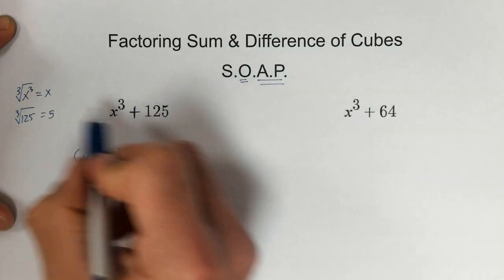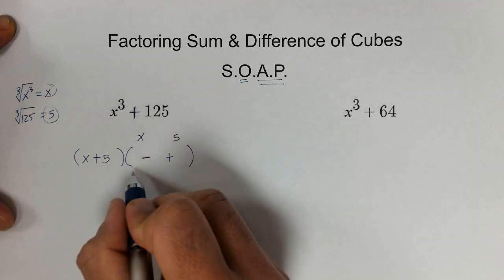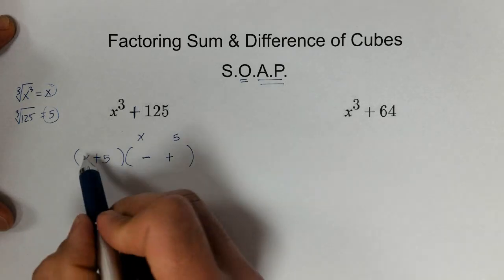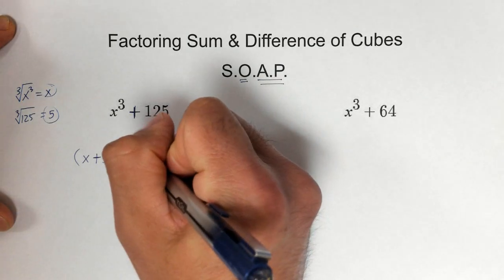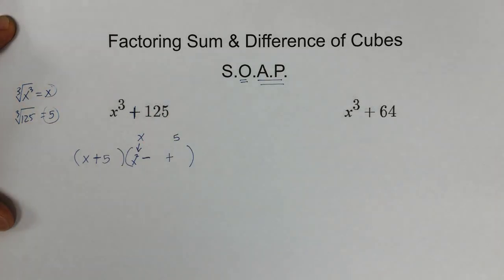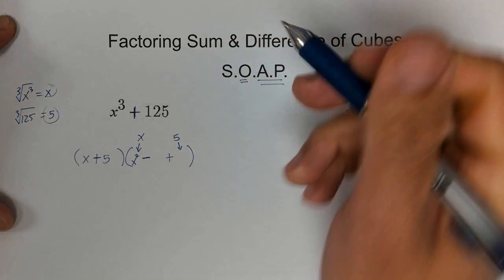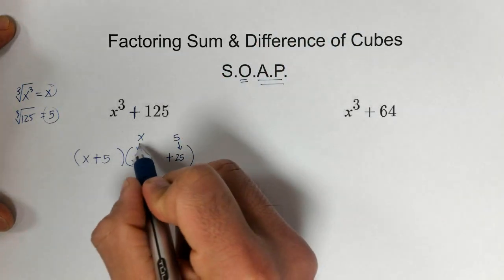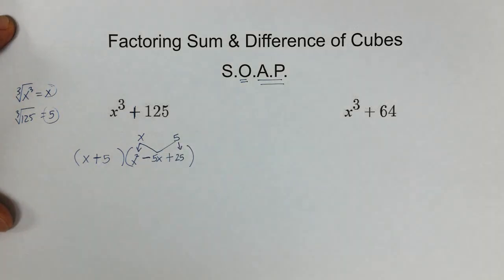So I take the two terms that I found, the x and the 5, and I'm going to manipulate them to fill out this quadratic. Now I already know that x times something will give me x cubed. So this something will be x squared. At the back, I'm going to square this term, so 5 squared is 5 times 5. And then to fill the middle term, I'm going to multiply the two, 5 times x. And these are my two factors.